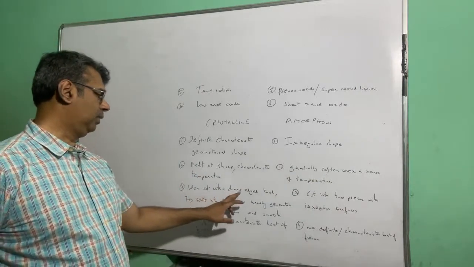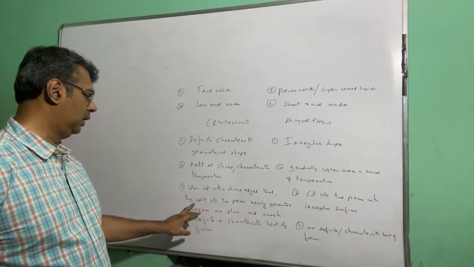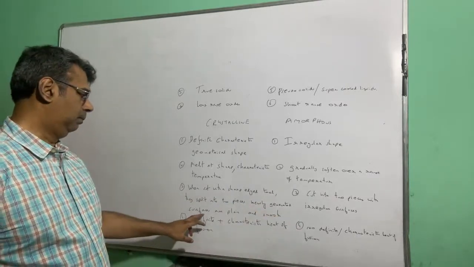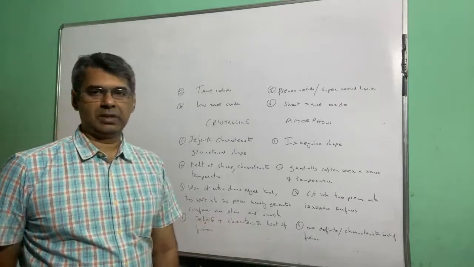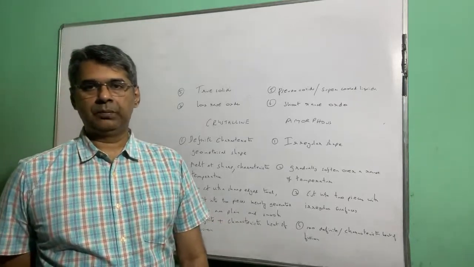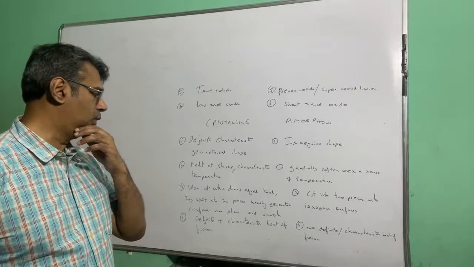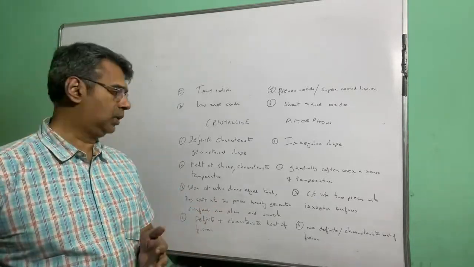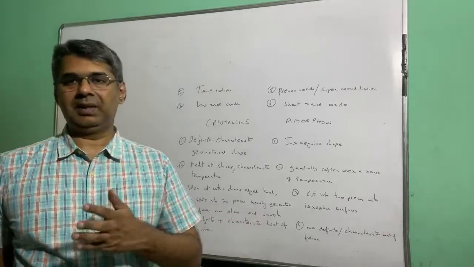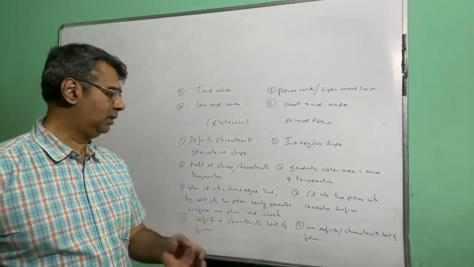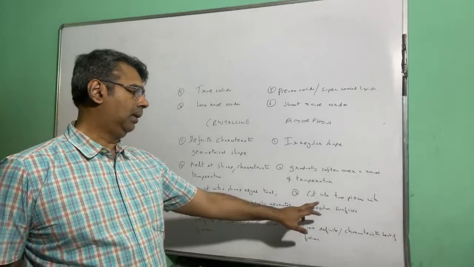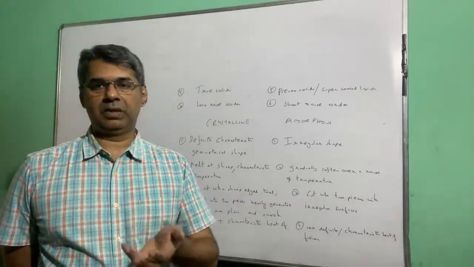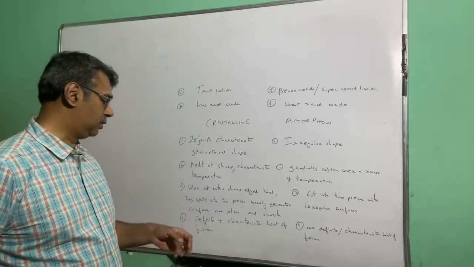Number three, when cut with a sharp edge tool, crystalline will split into two pieces, and the newly generated surfaces will be plain and smooth. So if you cut it with a sharp tool, then crystalline will cut into two pieces, and once you have cut it, the surfaces which are generated will be plain and smooth. But in case of amorphous, if you cut it, then after cutting it, the surfaces will be irregular, they will not be plain and smooth.